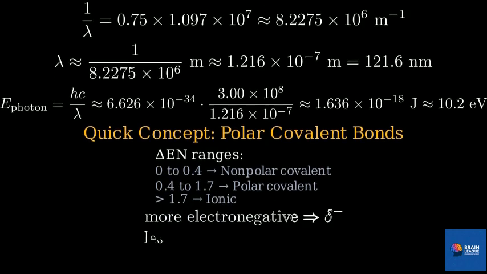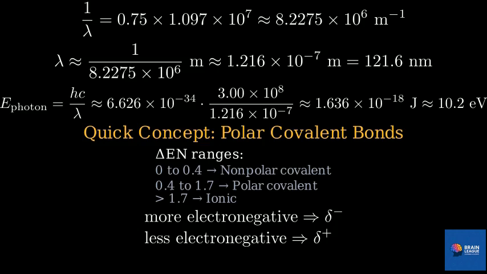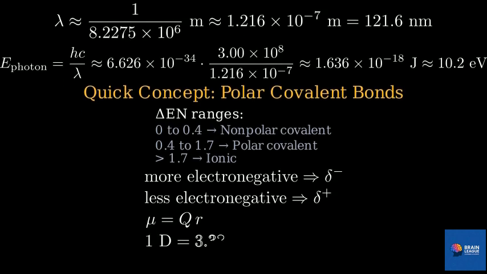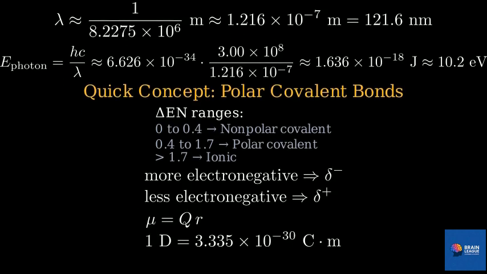The more electronegative atom pulls electron density and becomes delta minus. The less electronegative atom becomes delta plus. We describe the bond polarity by a dipole moment mu equals Q times R, often measured in debye, where 1 debye equals 3.335 times 10 to the minus 30 coulomb meter.